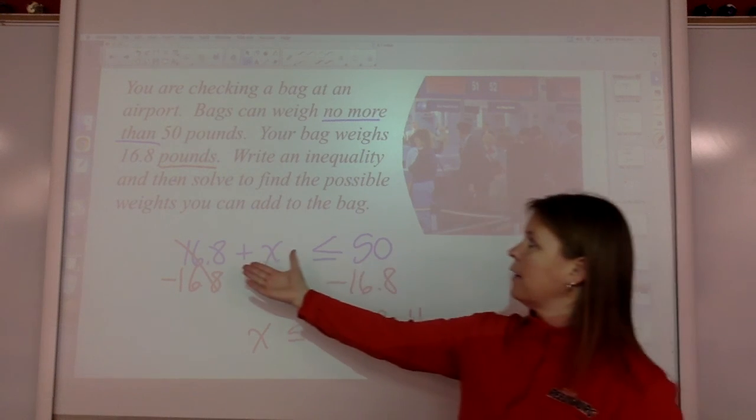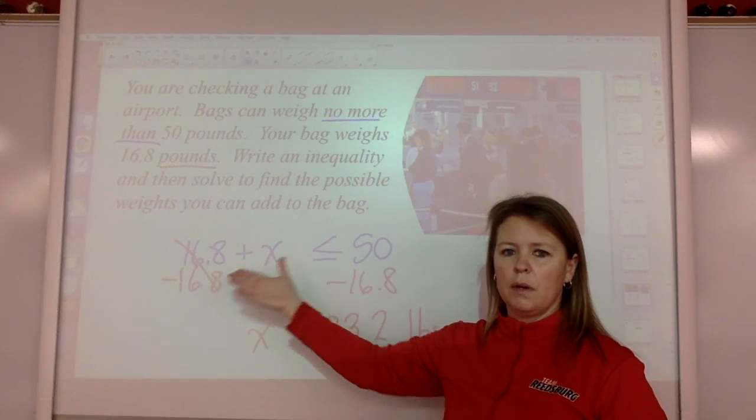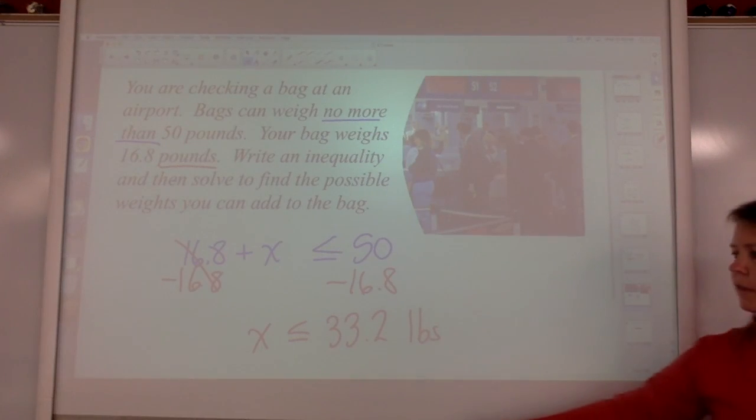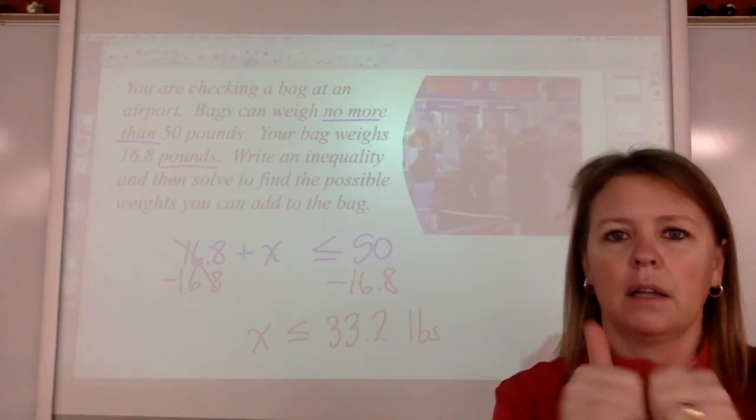But yes, I want you to write the inequality first, like an equation, then solve it, and then here's your answer. It did not ask you to graph it. All right, that's it. Good luck with inequalities.